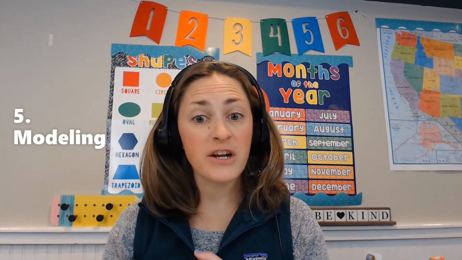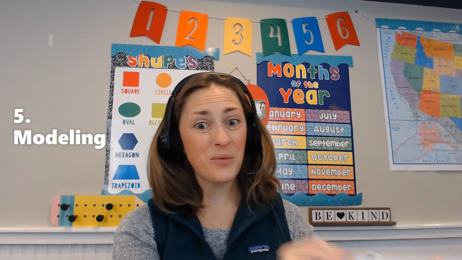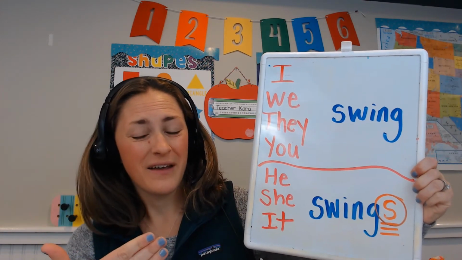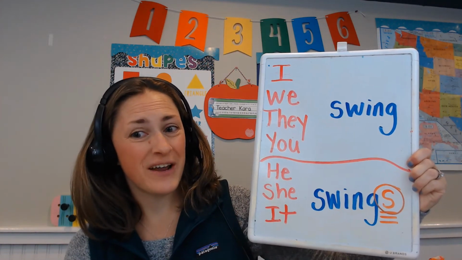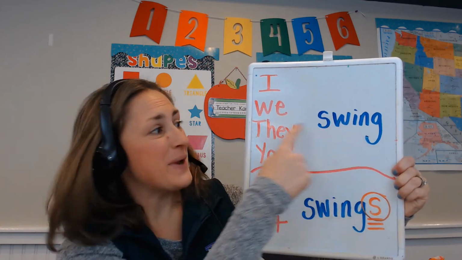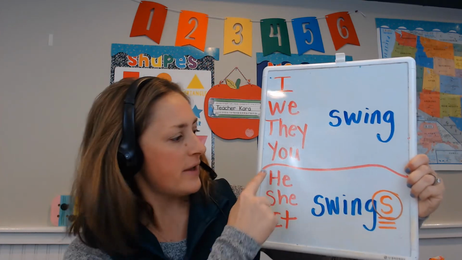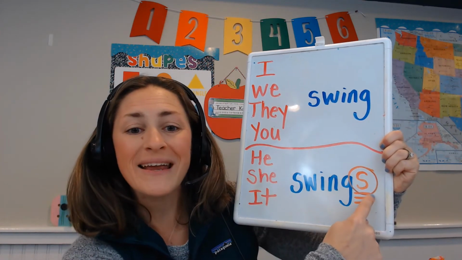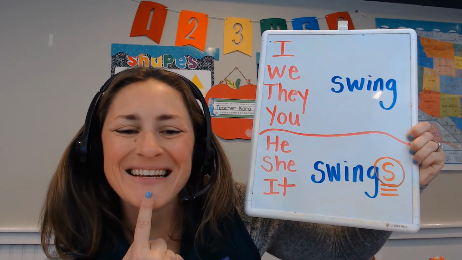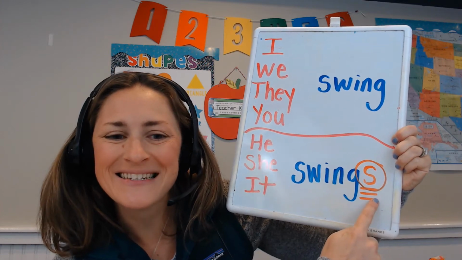And the last strategy is to use modeling while you are teaching. And the whiteboard would be a really great prop to use while you are modeling. If you are teaching how to conjugate the word swing. I swing, we swing, they swing, you swing. He swings. She swings. It swings.